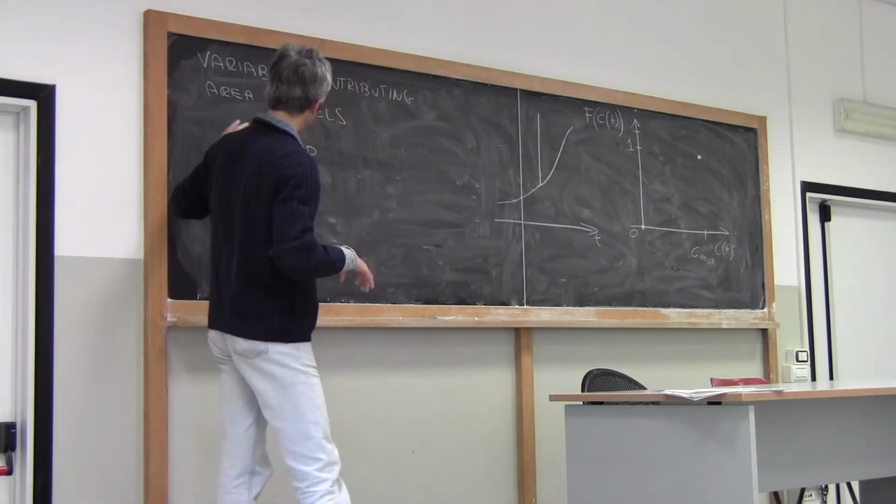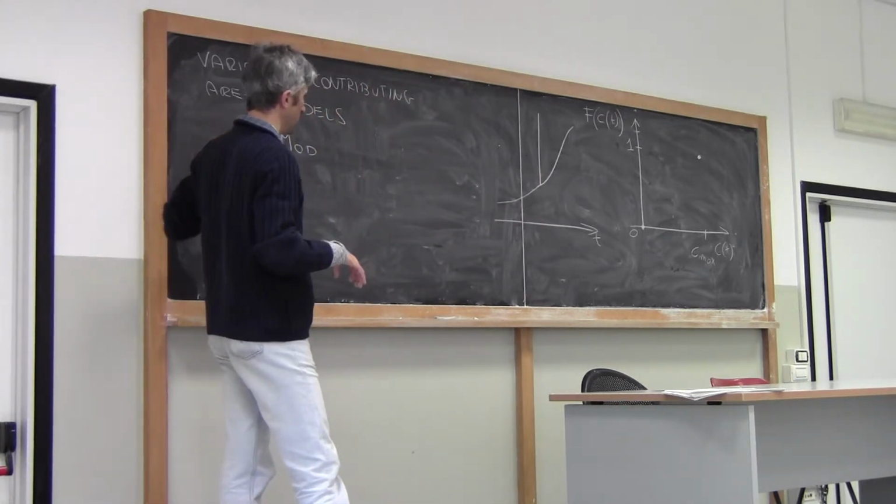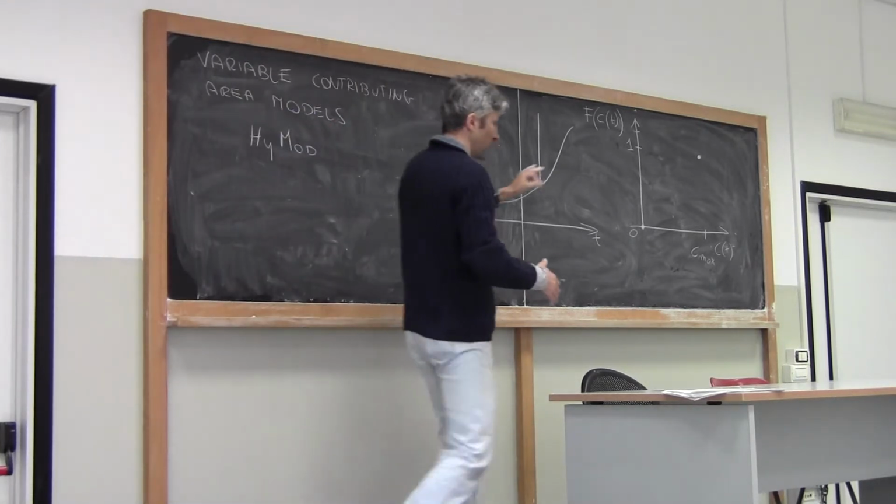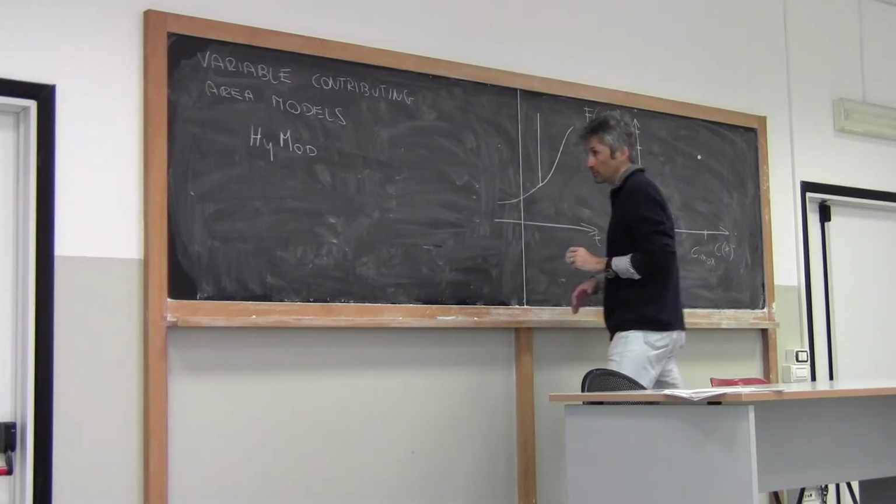Okay? So, this is the model IHmod, and of course a distinguishing feature of the model is the form of this relationship. And let me write it down.